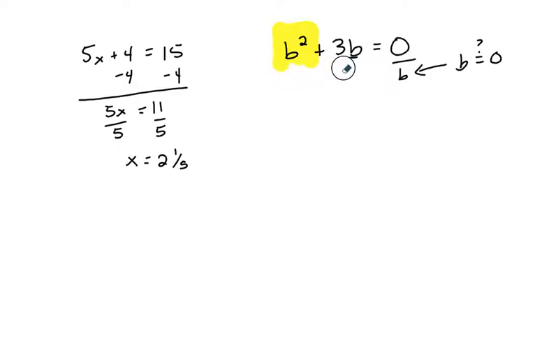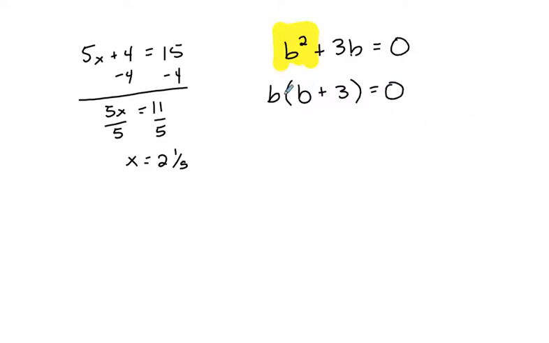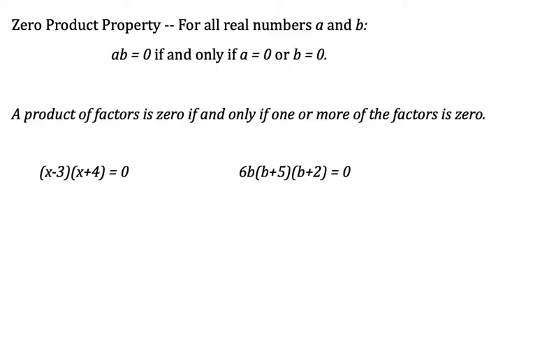But what if I sort of hacked it a little bit? What if instead of dividing by b, I thought of a sneaky way to take b out of this? What if I factored it? So I said, okay, well, b squared plus 3b, they have a common factor of b, so if I factor out the b, I'm left with b times b plus 3 equals 0. And so now I have two factors, two things that are being multiplied by each other, equal to this 0. But how, you're asking, can I use this information to be able to solve? And so that's where this zero product property comes in.